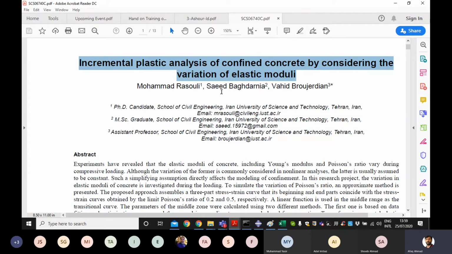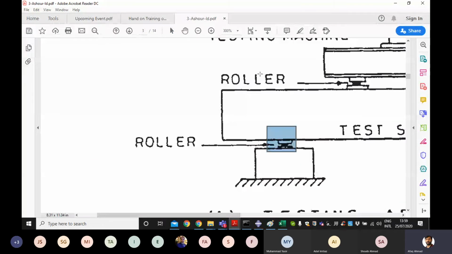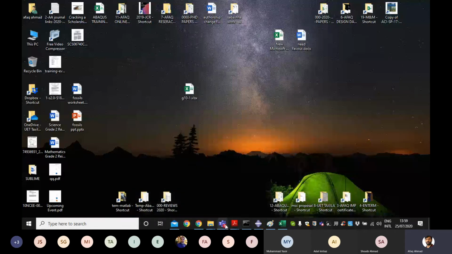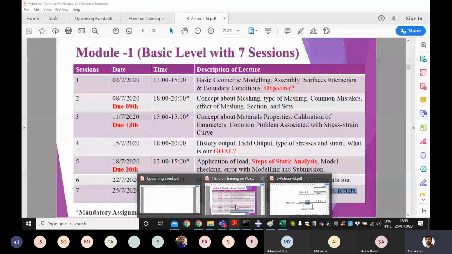Unfortunately, due to the contents, I cannot share the whole paper with you. But when it is available online, I will share it with you. Don't worry about it. This is just a concept for you people.